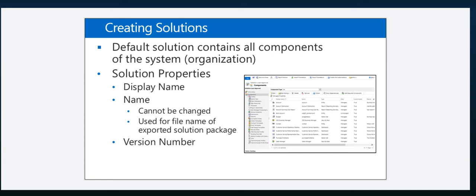When you set up the solution, you have some properties you work with. Those are the display name, the name itself, which you cannot change afterwards because it's used for the file name of the exported solution package. And then you have the version number. So all those factors come in, but there are not too many settings on the solution itself. Most of the work is done on the individual components that we're going to be working with.